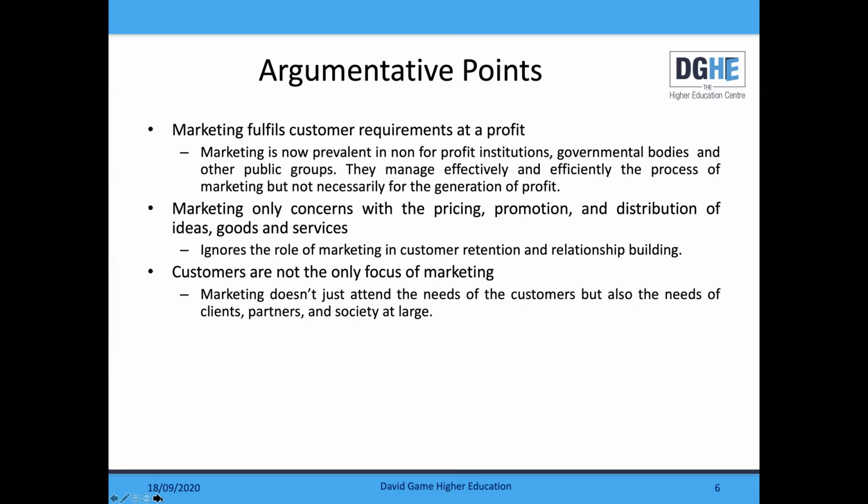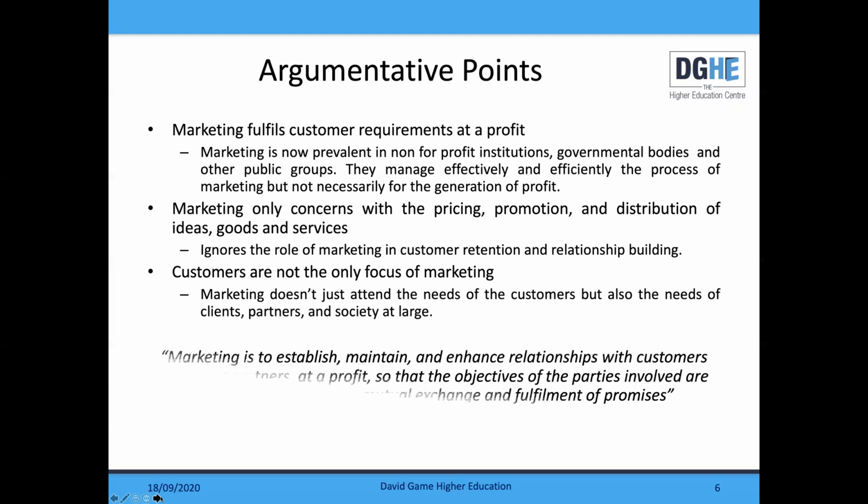So based on this, and thinking about the common points and the argumentative points, I want to bring forth a fourth definition. Marketing is to establish, maintain, and enhance relationships with customers and other partners at a profit so that the objectives of the parties involved are met. This is achieved by a mutual exchange and fulfillment of promises. It's, again, not a perfect definition. It can also be criticized, but it's slightly closer to what we would call a contemporary view of marketing and the role it has in society.